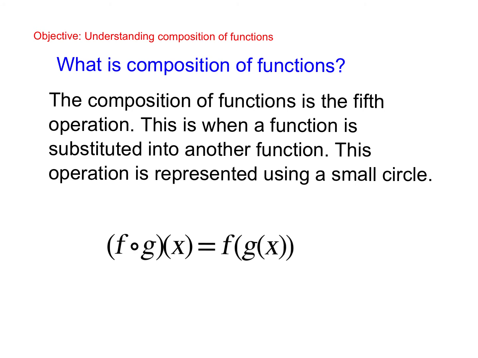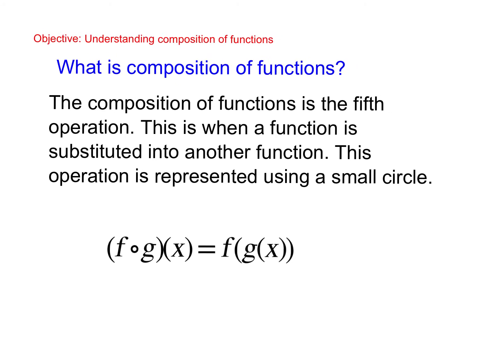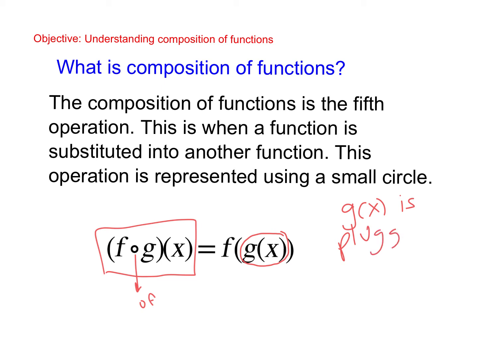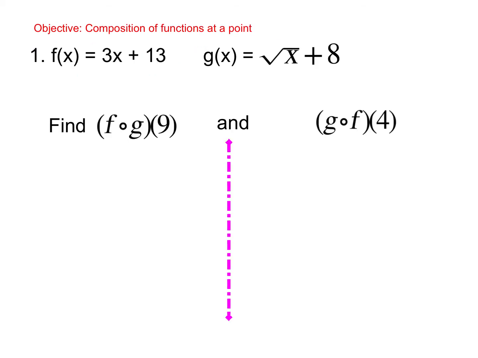And there's 2 notations for it. There's this where it's f of g. We say "of," and that's the composition circle. The composition symbol is a tiny circle. So f of g of x. And what that means is g of x is being plugged into f. So we have this inside function and this outside function.